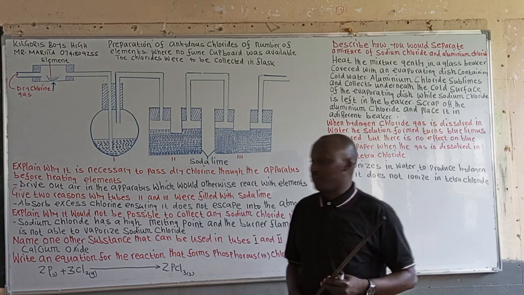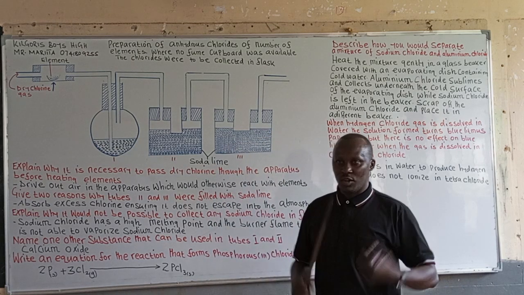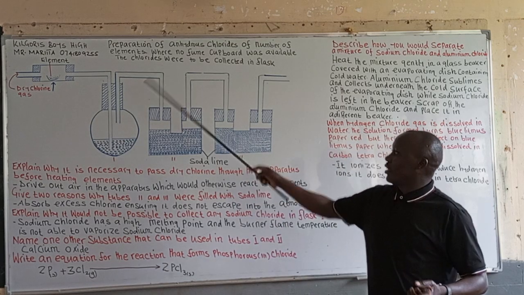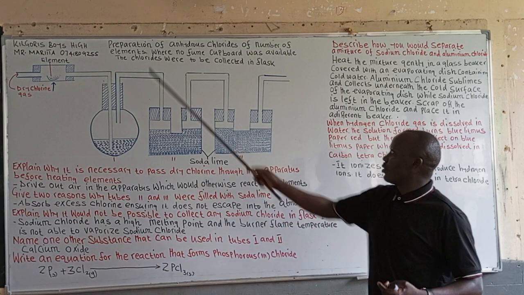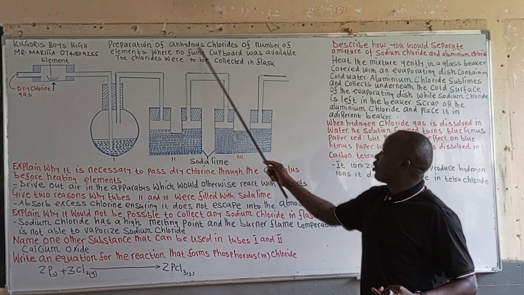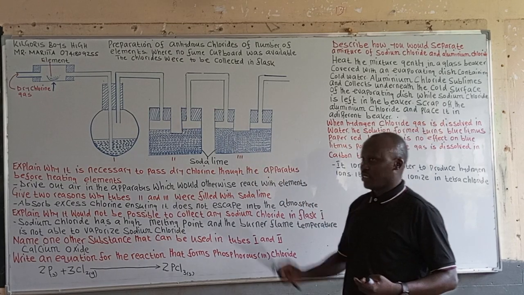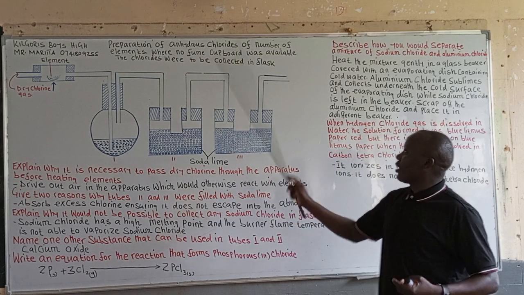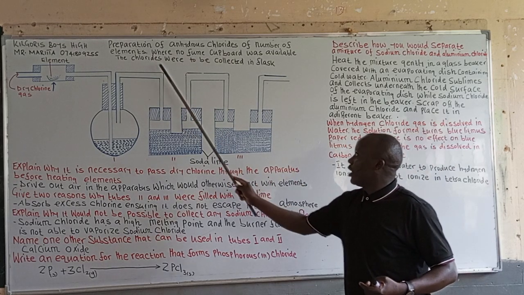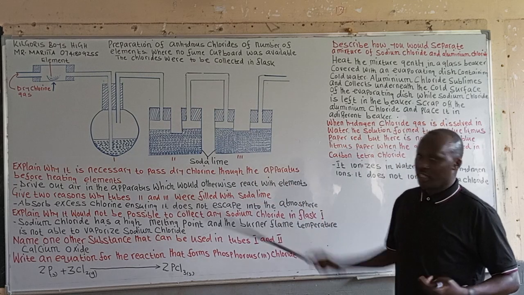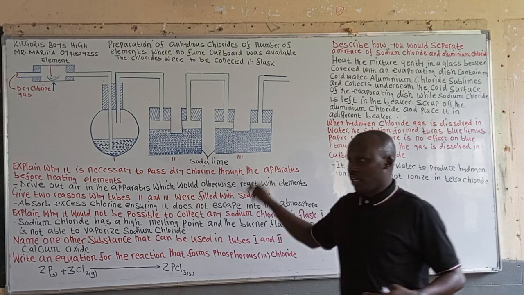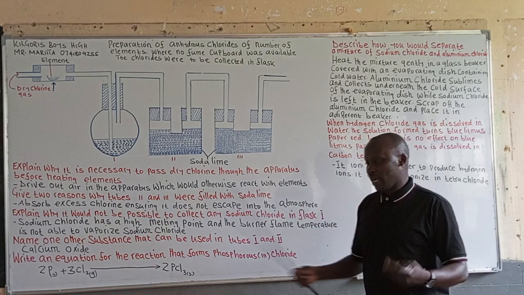Today we are looking at a very important question from chlorine and its compounds. We have the diagram here. It presents the preparation of anhydrous chlorides of a number of elements where no fume cupboard was available. The chlorides were to be collected in the flask. So what are the expected questions that you can expect from this particular diagram?